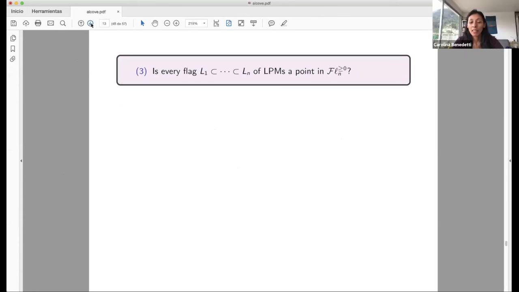So the answer is no, but since we already have a better handle on lattice path matrices and their quotients, what can we say about them?